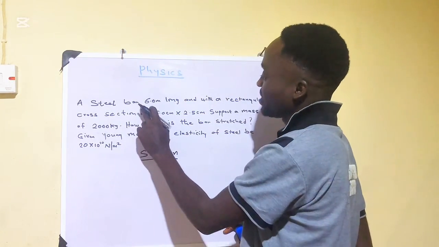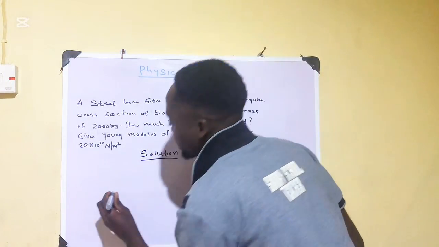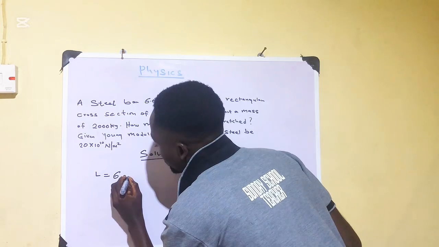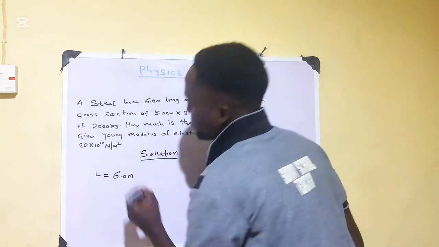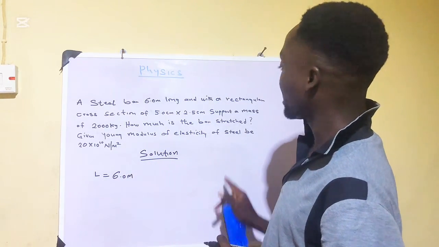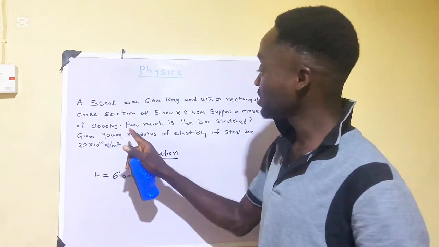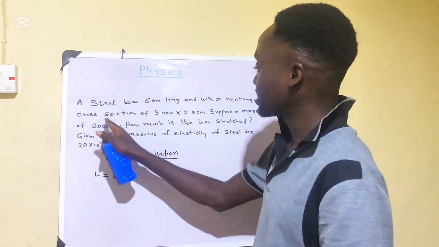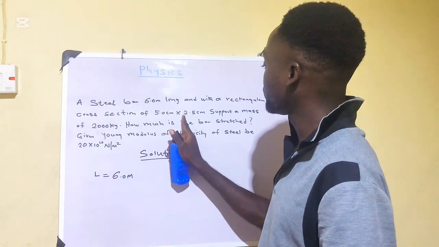Now, from the question, we have that the bar is 6 meters long, so that means the length is 6.0 meters. That is the length of this bar. Then another information that we have been given is that the bar is rectangular in nature, and it has a cross section of 5.0 times 2.5.